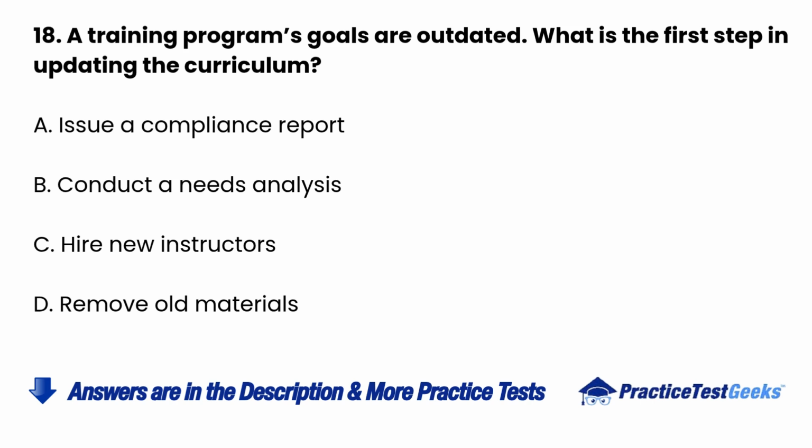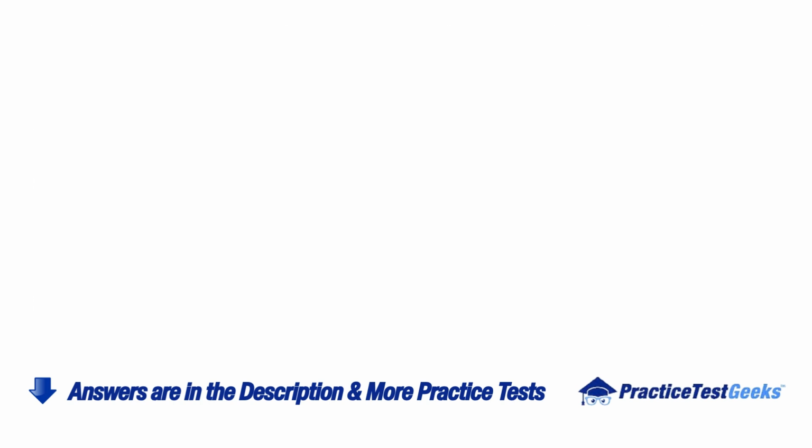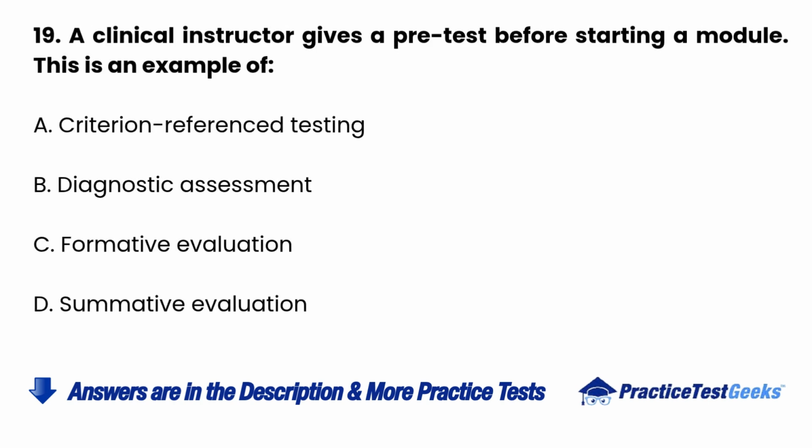18. A training program's goals are outdated. What is the first step in updating the curriculum? A. Issue a compliance report. B. Conduct a needs analysis. C. Hire new instructors. D. Remove old materials.